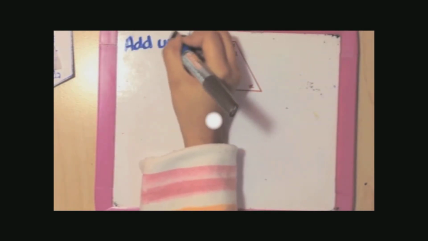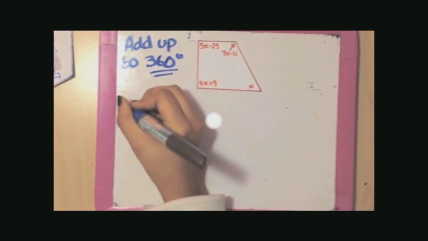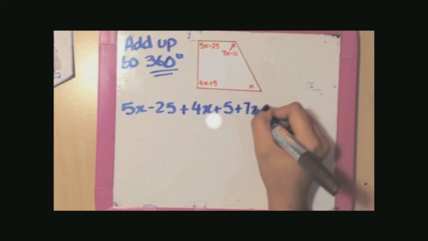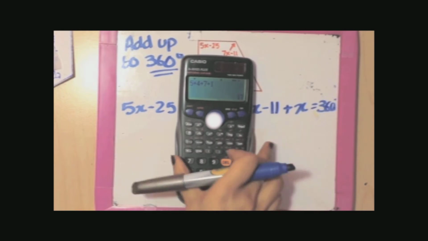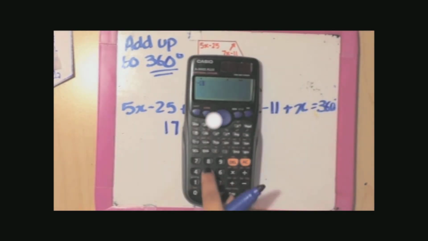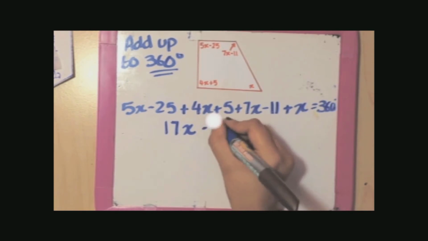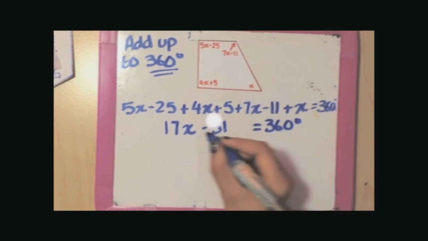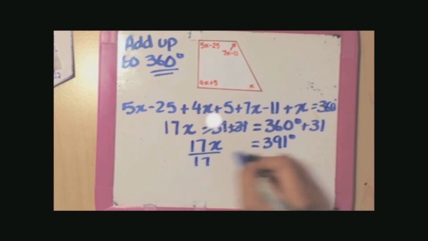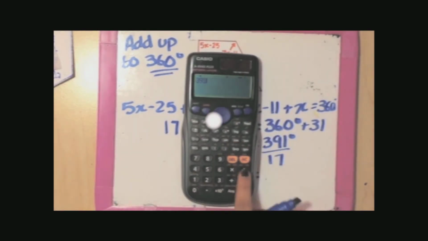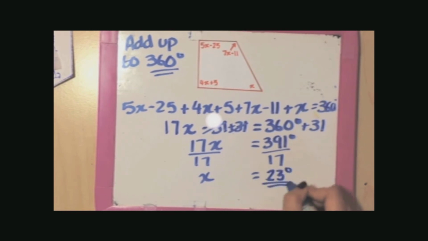Now we will be finding the measure of the unknown angle, which is x. Again, like the previous formula, we know that the angles equal 360 degrees, so we can add them together to find x. First, we add up all the x's, which equals 17. We can then add up the rest of the whole numbers, which is negative 31. To make it easier, we can move the negative 31 to the other side and add it to the 360, adding up to 391 degrees. In order to determine x, we need to divide both sides by 17, and 391 divided by 17 equals 23 degrees. This means that x is 23 degrees.